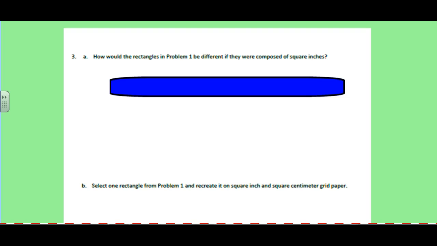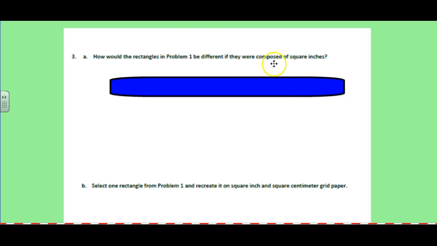Okay, moving on to the back. How would the rectangles in problem 1 be different if they were composed of square inches? So when you look at the rectangles that we used in problem 1, they were just square units. How would they be different if you were using your square inches? And if you need to look in your baggie just to remind yourself of what a square inch looks like, you can do that. So how would they be different if we were using square inches?